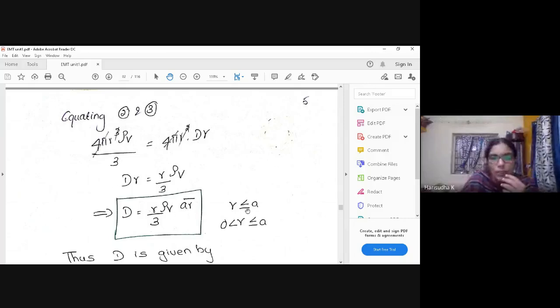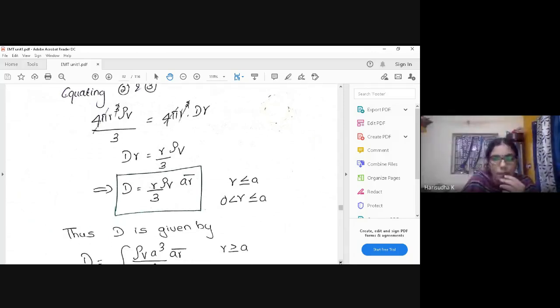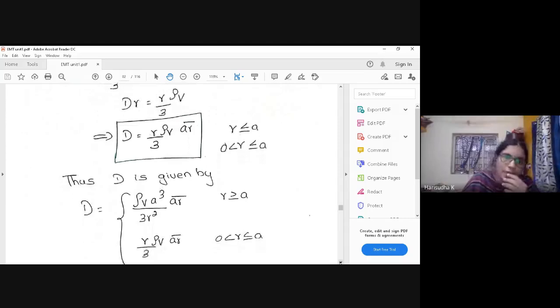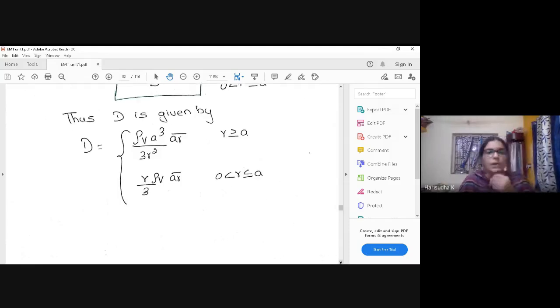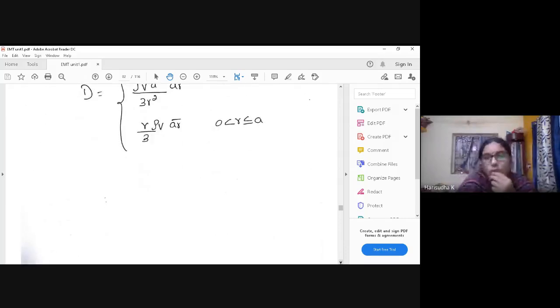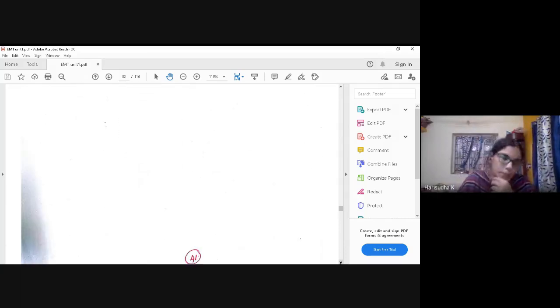So this is the electric flux density for the condition r less than or equal to a, otherwise r lies between 0 to a. So thus we can conclude the electric flux density D is equal to rho v a cube divided by 3 r square ar unit vector for r greater than or equal to a, and r by 3 rho v into ar for r lying between 0 to a. Okay, hope you have understood the application of Gauss law for the uniformly distributed sphere.